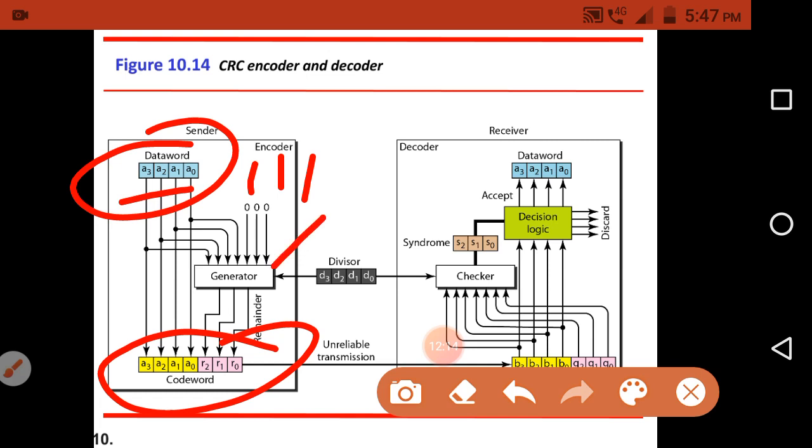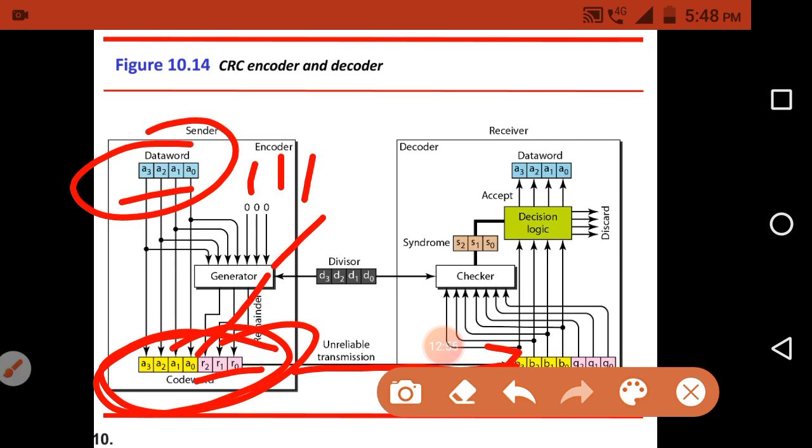That is passed to the generator, and the generator performs the division operation on that augmented data word. So it will select one divisor. The divisor size will be n minus k plus 1, which means here it will be 4 bits. It performs the division operation, and whatever remainder we get is in the form of 3 bits, R2, R1 and R0. That is appended to the original data word, and the remainder plus the original data word creates the code word. We need to transmit that to the receiver side.